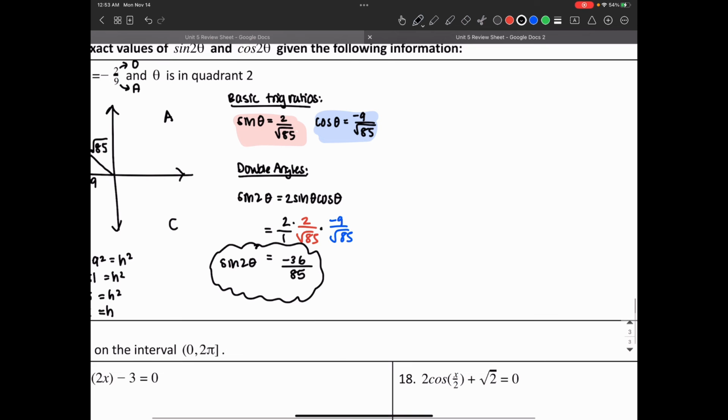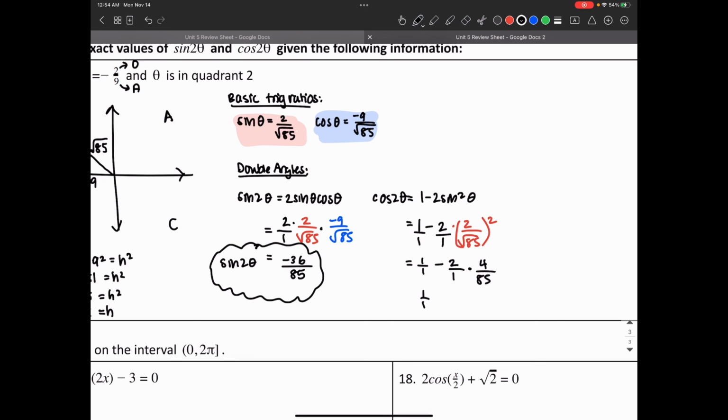And then for cosine of 2 theta, I know I can rewrite that as 1 minus 2 sine squared of theta, or whatever you want. And this is going to be 1 minus 2 times 2 over the square root of 85 squared. Do not forget to square it. Everyone forgets to square it. And I'm just going to write everything as a fraction so I don't forget. I'm going to do 1 over 1 minus, and make sure you're doing the squaring first, 2 over 1 times 4 over 85.